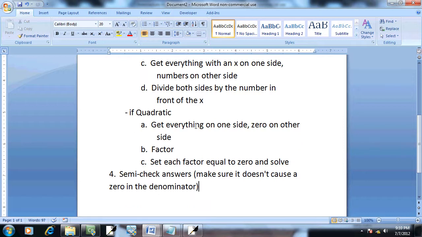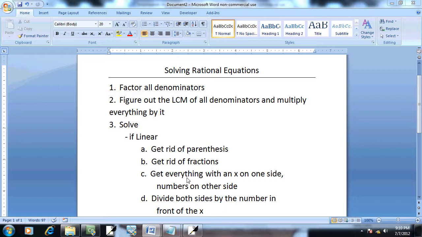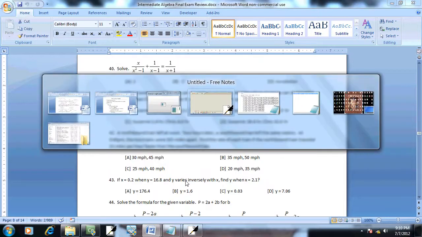Now, if it's quadratic, you get everything on one side, 0 on the other side, you factor it, and then you set each factor equal to 0 and solve. And then step 4, semi-check your answers. Basically, make sure it doesn't cause a 0 in the denominator. So let's use these steps to solve this problem.